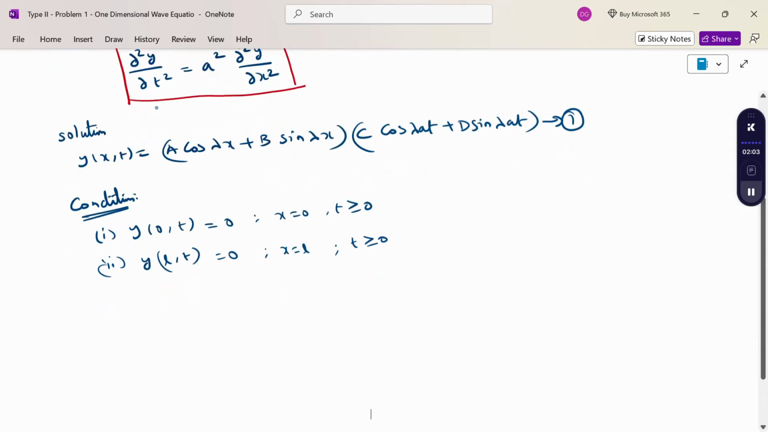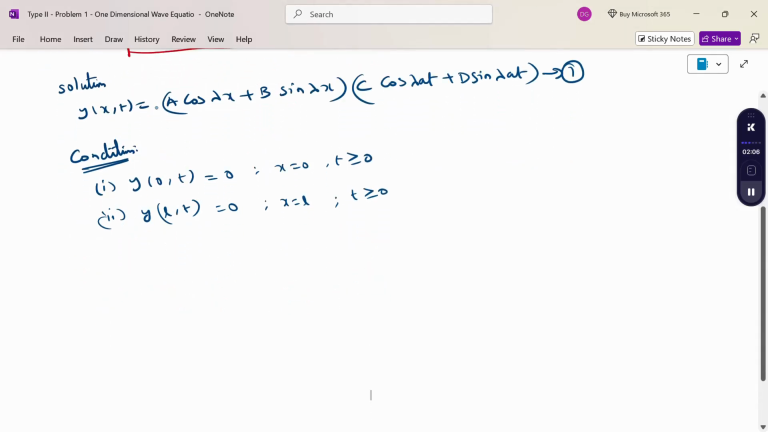Then the initial conditions. In the previous type, when the initial velocity was 0, we wrote the initial displacement condition as the third condition. Now velocity values are given. Velocity is a function, therefore the displacement is only 0: y(x, 0) = 0. No displacement at t equal to 0, with x from 0 to L.